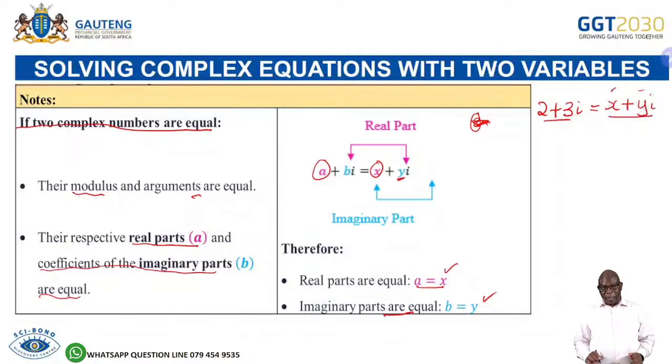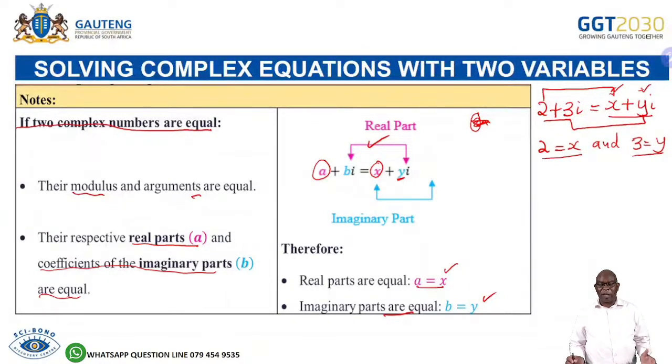But how do I then get it? I'll then say the real parts together, like we have done there, and the imaginary parts together. So 2 is equal to x, and 3 will be equal to y. Can you see? So if x is 2 and y is 3, then the left-hand side and the right-hand side will be equal. Okay, so the real parts together, the imaginary parts together.